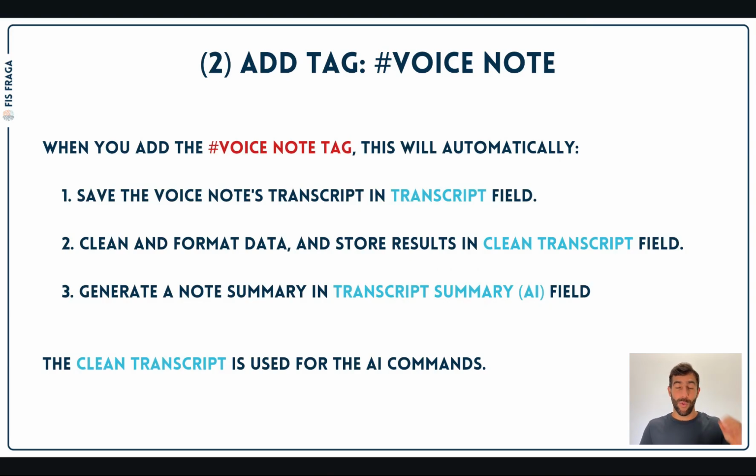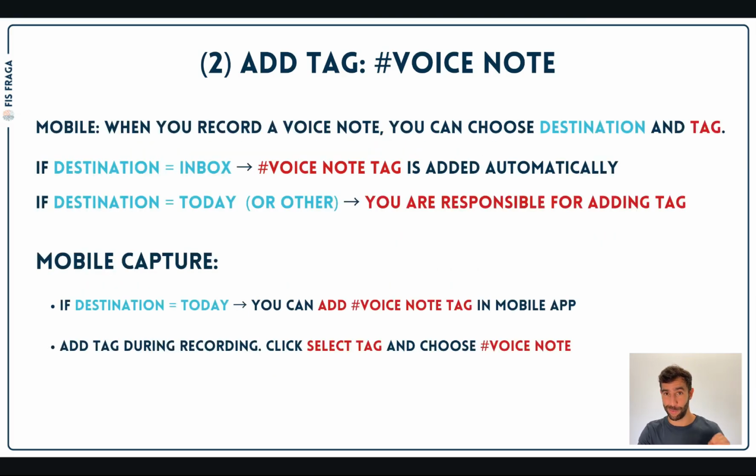So when you add the voice note tag, this will automatically do 3 things, which is to save the voice notes transcript into the transcript field, then clean and format that data and store it in the clean transcript field, and then finally generate a note summary in the transcript summary with AI in brackets field. And here it's important to note that the field that's going to be used for the AI commands is the clean transcript field.